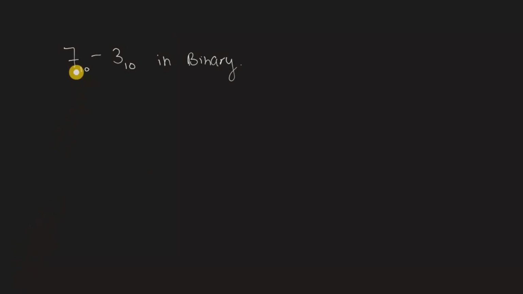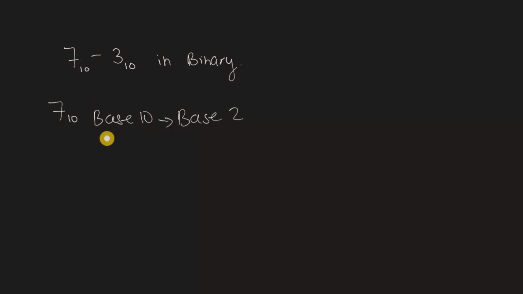Okay, so let's go ahead and do 7 base 10 minus 3 base 10 in binary. Here you have numbers in base 10, but you want to perform the subtraction in binary. So first of all you need to convert these numbers into binary. Like I explained in my previous videos, binary means base 2, right? So you have something in base 10 and you want that in base 2.